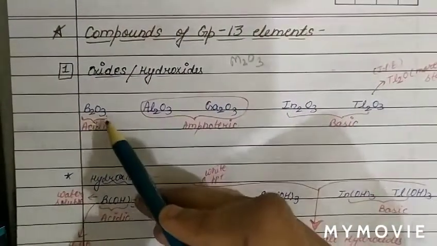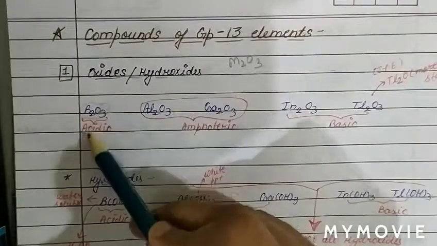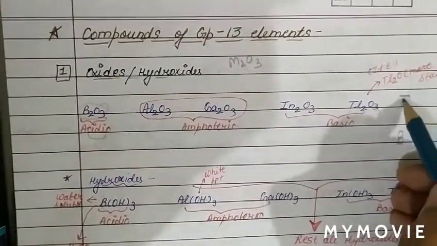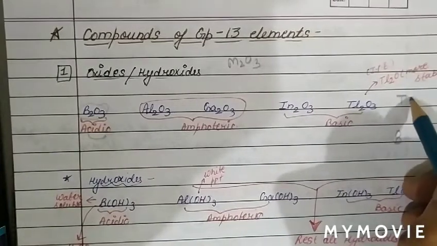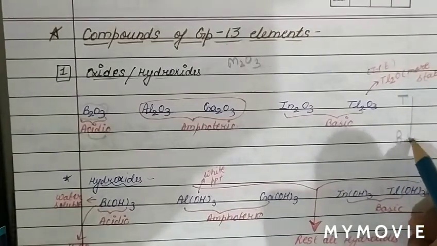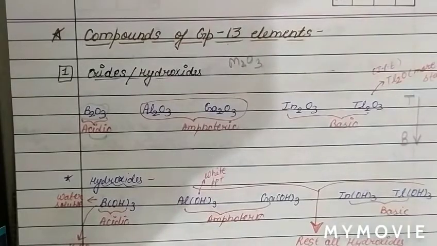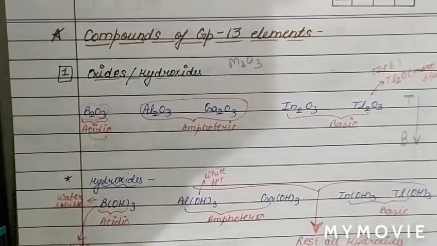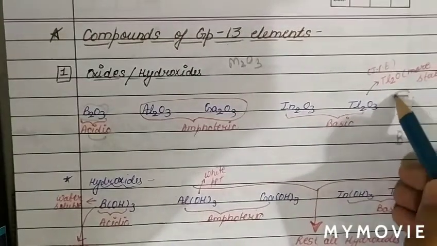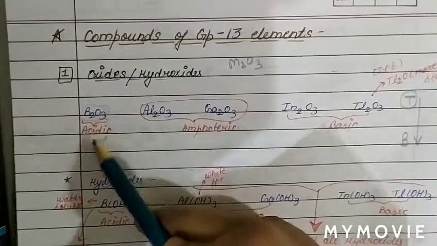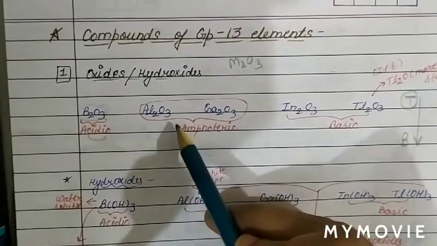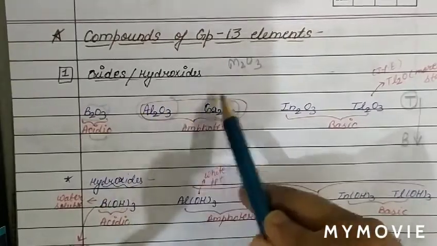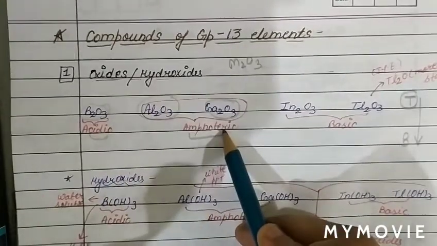B2O3 is acidic in nature, because when we move from top to bottom, the tendency to lose electrons increases, and therefore basic nature increases. So the topmost oxide B2O3 is acidic in nature, while Al2O3 and Ga2O3, aluminium oxide and gallium oxide, are amphoteric in nature.